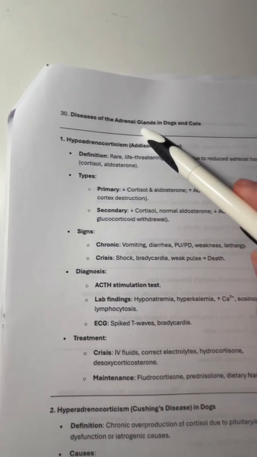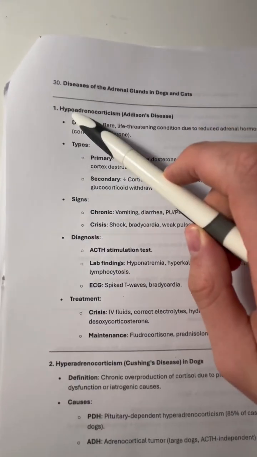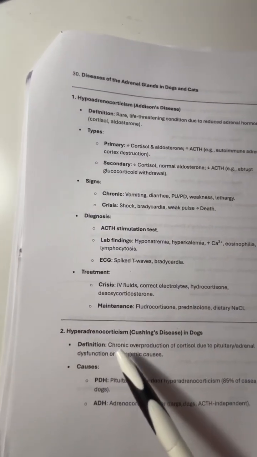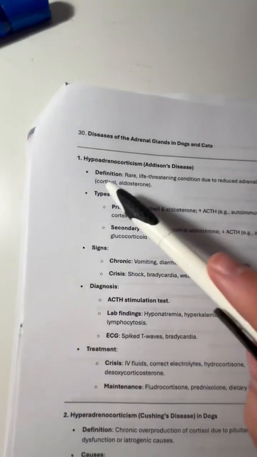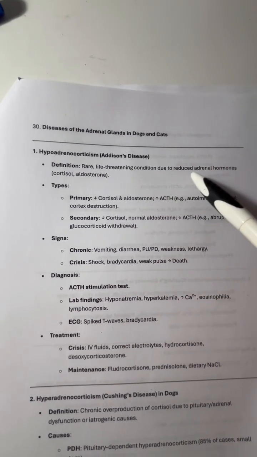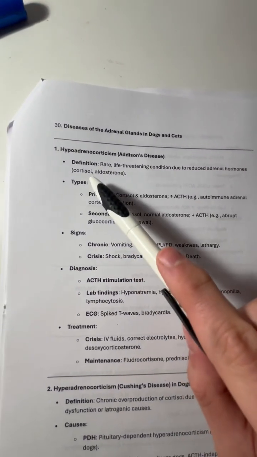Diseases of the adrenal glands in dogs and cats. Hypoadrenocorticism leads to Addison's disease, and hyperadrenocorticism leads to Cushing's disease. Hypoadrenocorticism is a rare, life-threatening condition due to reduced adrenal hormones, such as cortisol and aldosterone.